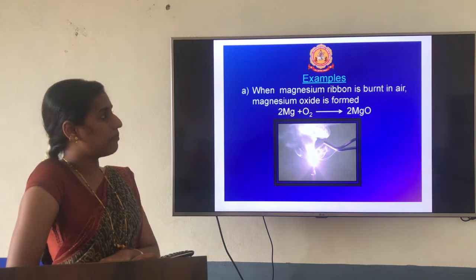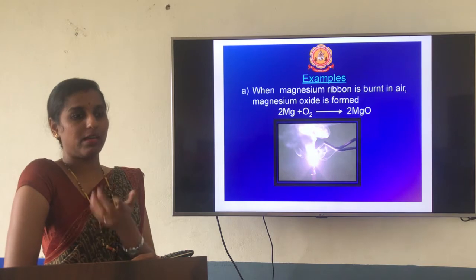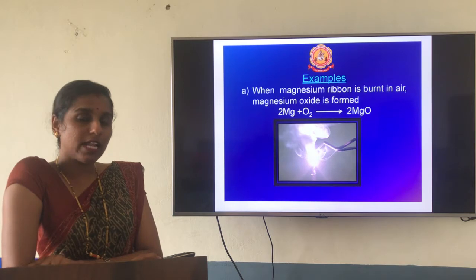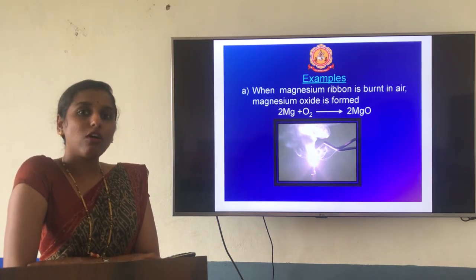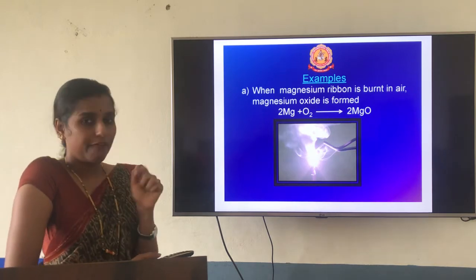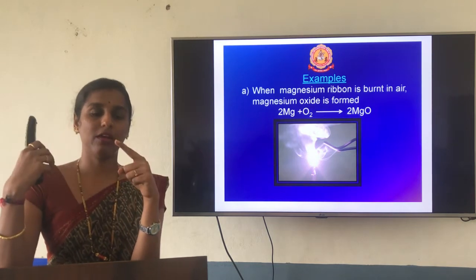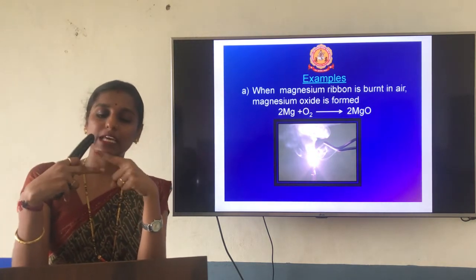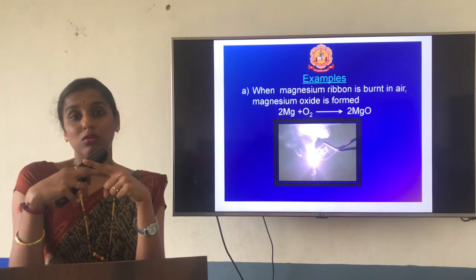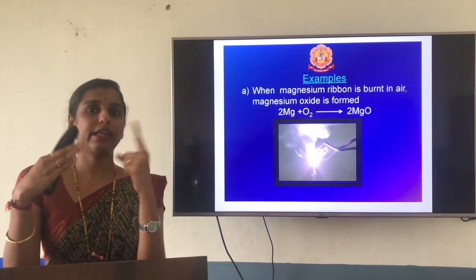If you go with the example, magnesium ribbon. If you keep magnesium ribbon in the atmosphere, it will react with atmospheric moisture as well as oxygen, and an oxide layer will form around it. When you do this experiment, it is compulsory to remove that oxide layer. If you burn it directly, the reaction will not be possible because the oxide layer is already formed.